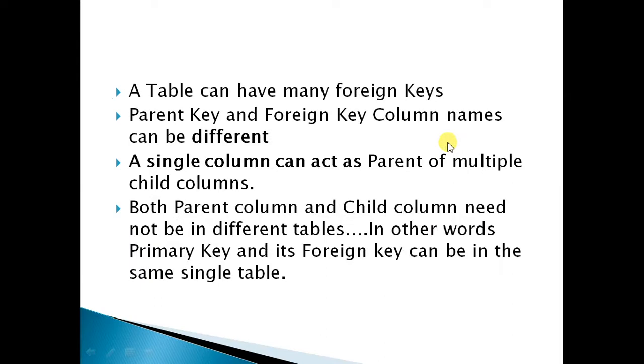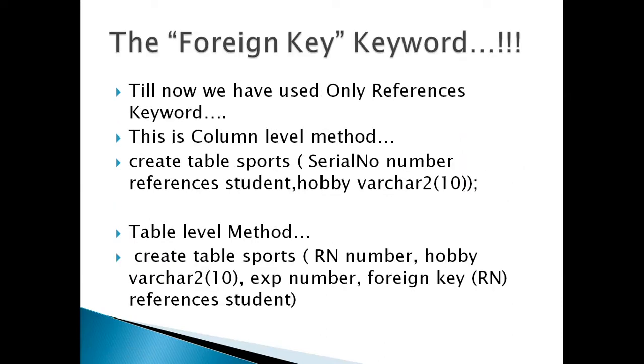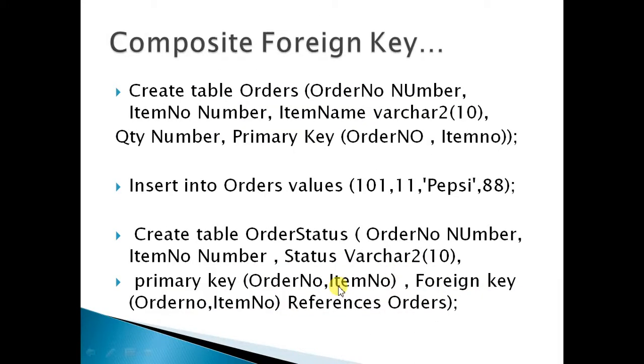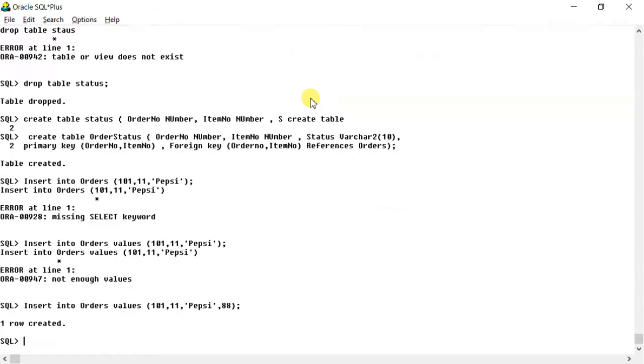So we have seen how to use the foreign key keyword. We have seen a foreign key which is also a primary key. As you can see here, a column is primary key as well as foreign key at the same time. So today we will see what a composite foreign key is. As you can understand, just like composite primary key, we can have composite foreign key also. Let us take the case directly in practical terms.